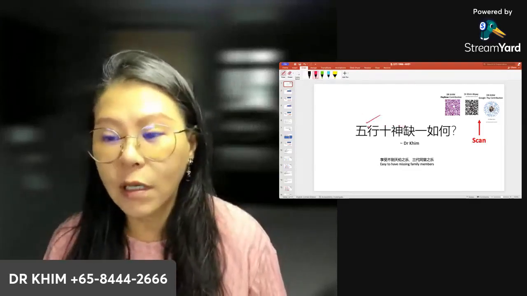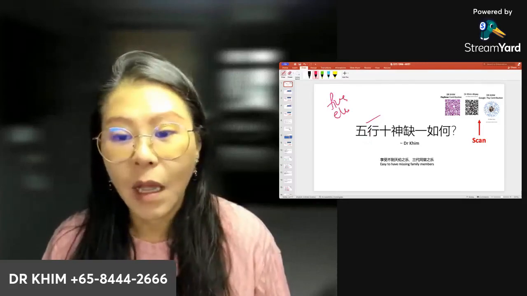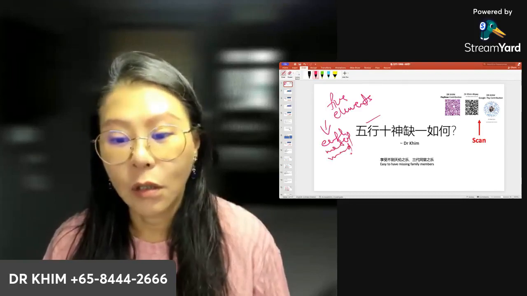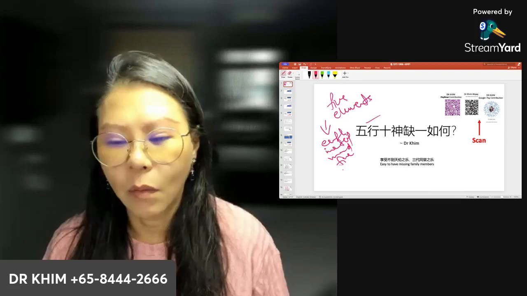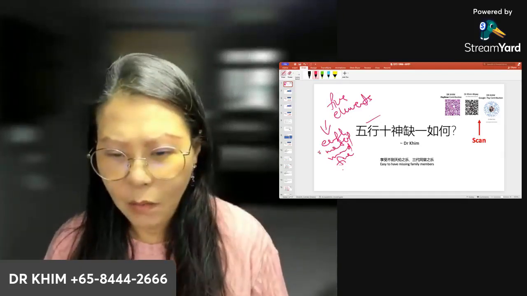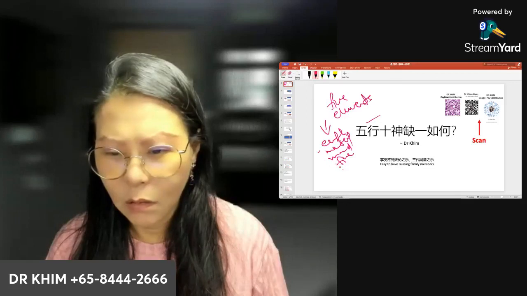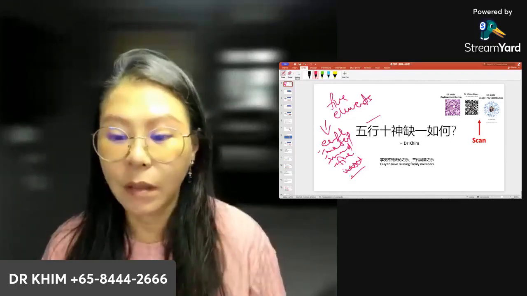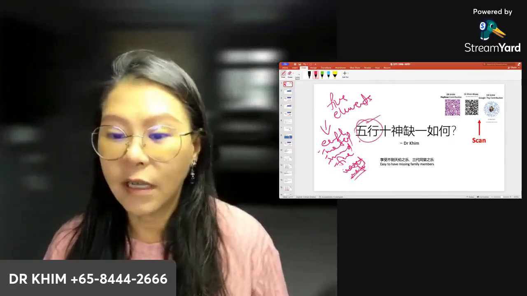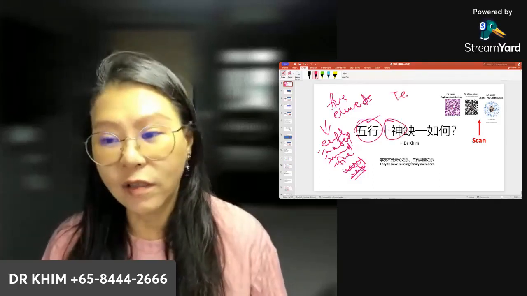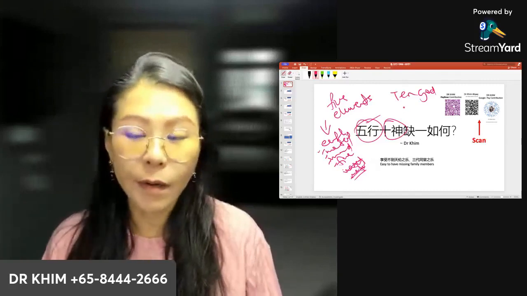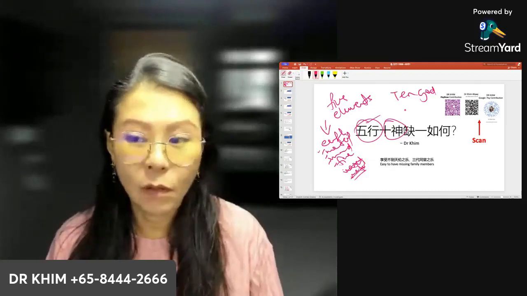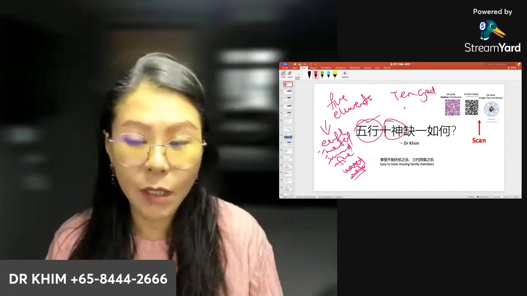Wuxing means the five elements. What are the five elements? Earth, metal, wood, fire, and water. Right? So these are the five elements. Now there's also the Ten Gods system, which includes the Friend and Rob Wealth, the wealth star, the resource star, the Direct Resource and Indirect Resource, and so on.